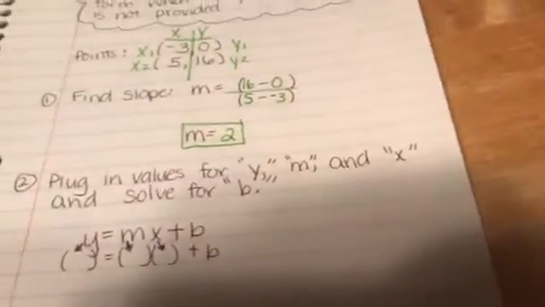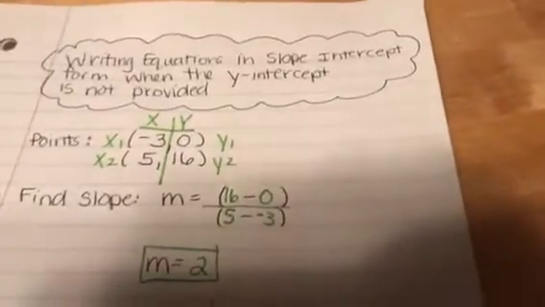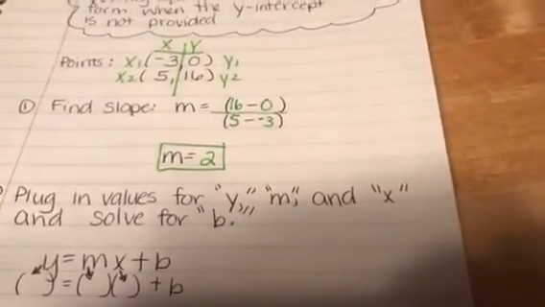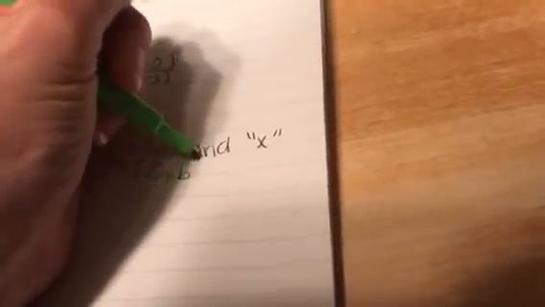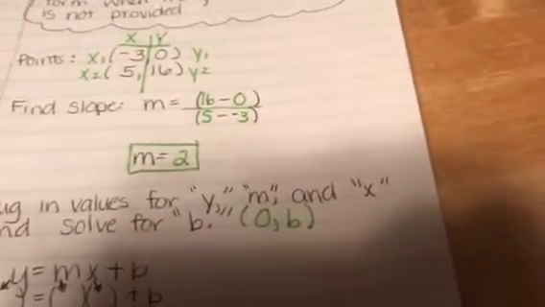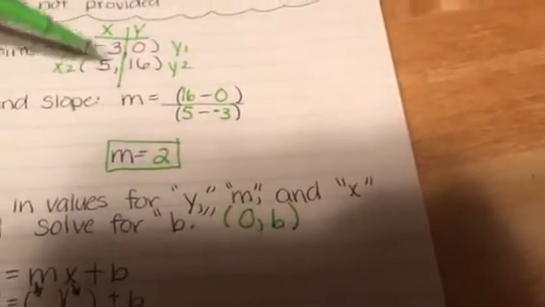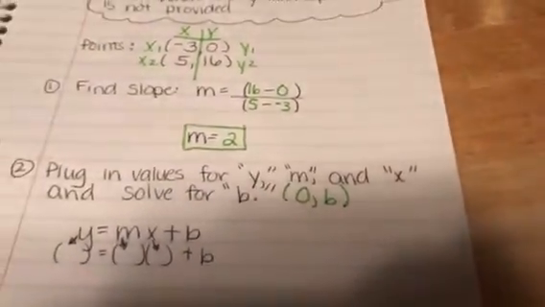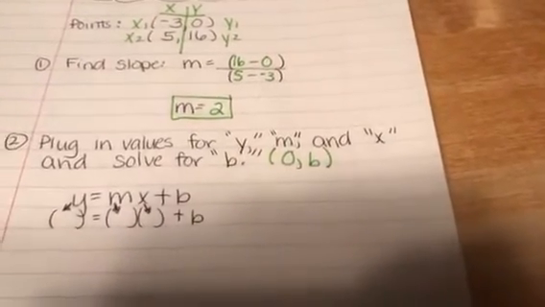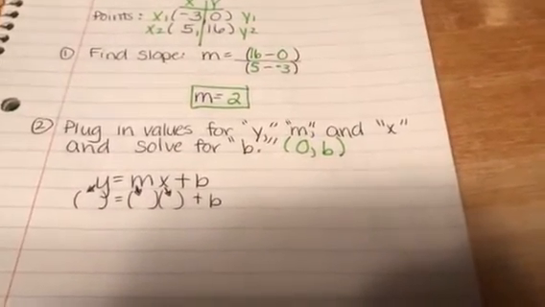Okay, now here's the problem. We need to find our y-intercept, which is our b. We know that needs to be a coordinate point that starts with 0. And if we look at the points that we're given, neither of them start with 0. So instead, we need to plug in values for y, m, and x and solve for b. So let's take a look.